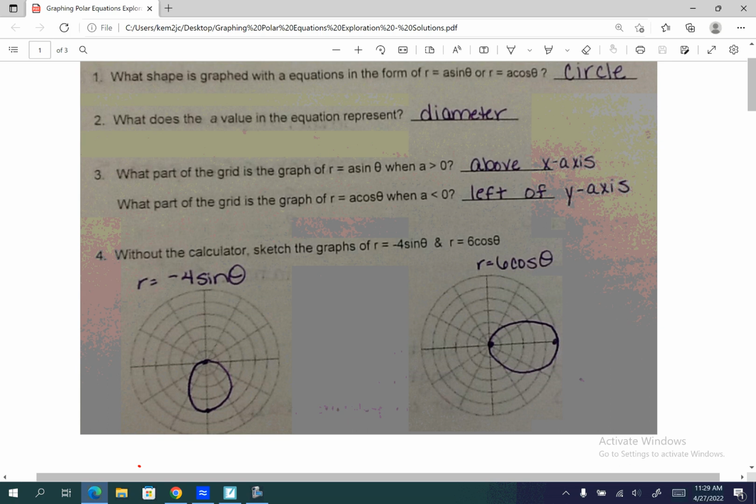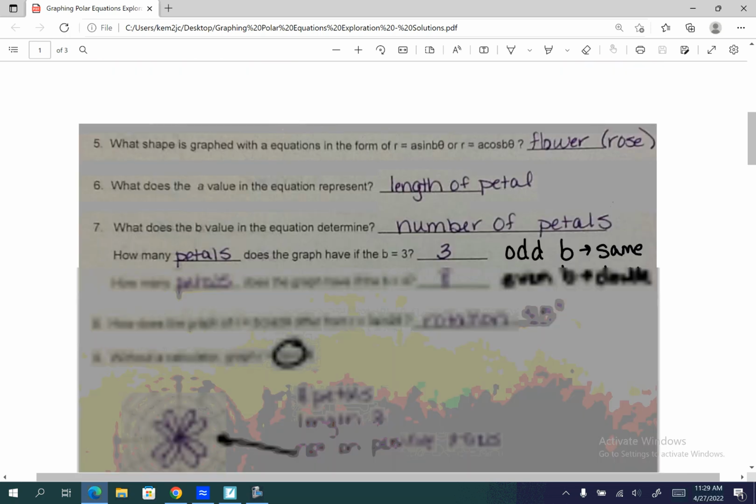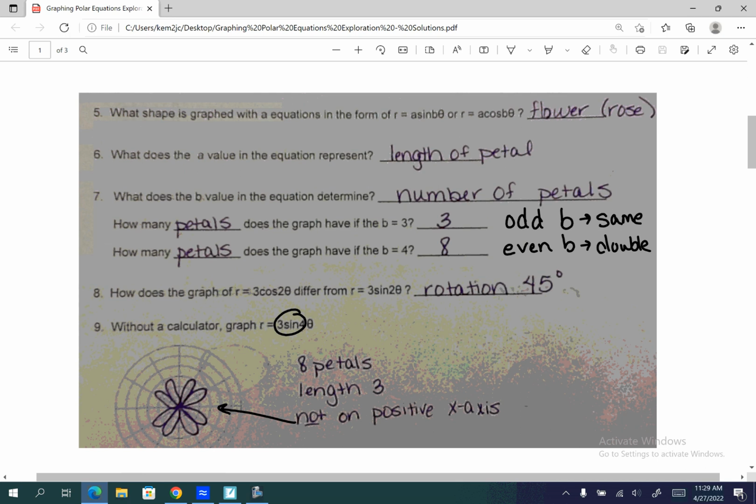All right, page 2. Okay, so officially these are called rose curves. Instead of flower, that's fine. The A value, the number out front, is the length of the petal, and the B value helps you figure out how many petals there will be. So hopefully you notice in the graph, some of them had that exact number of petals, and some of them had double the number of petals as the number you saw in the equation. And that has to do with whether it's even or odd.